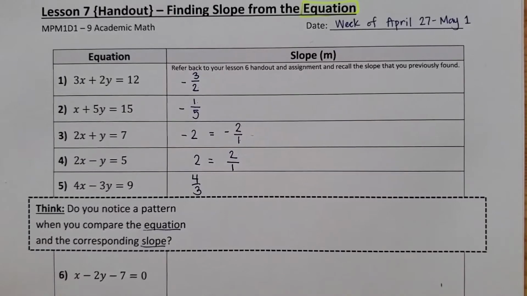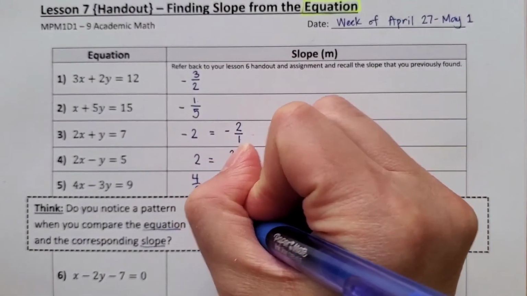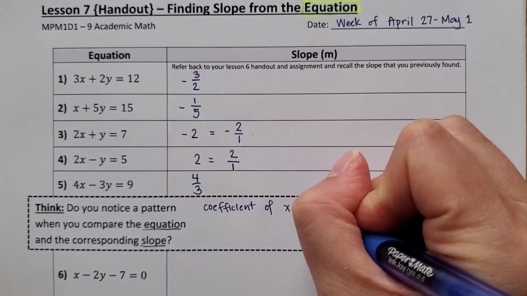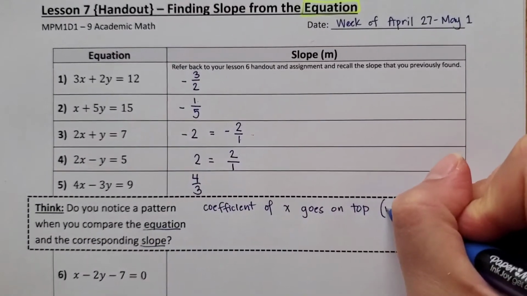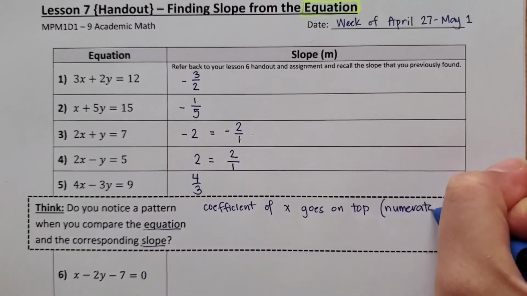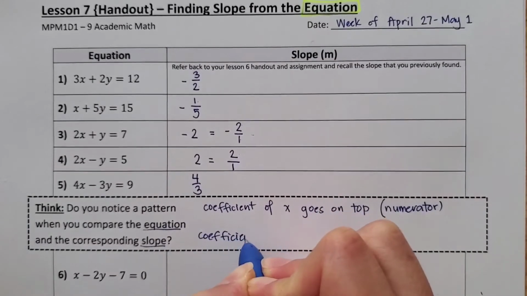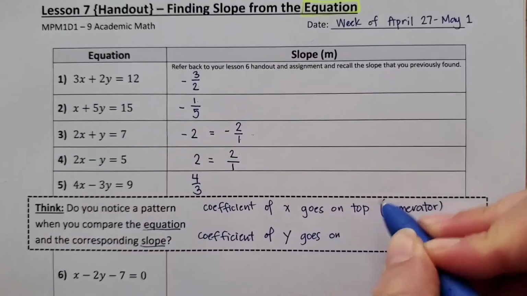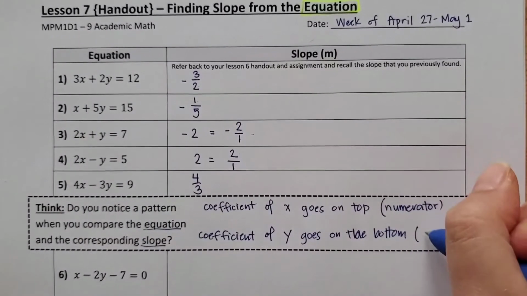I just wanted you to be able to see, at least with the numbers, what the pattern is. So I'm going to write it down here. It's the coefficient of x goes on top, also known as the numerator, if we're going to get mathematical with it. And then the coefficient of y goes on the bottom, which is the denominator.